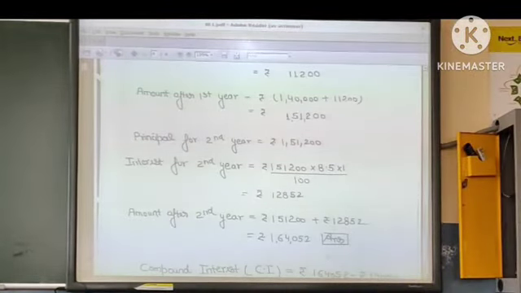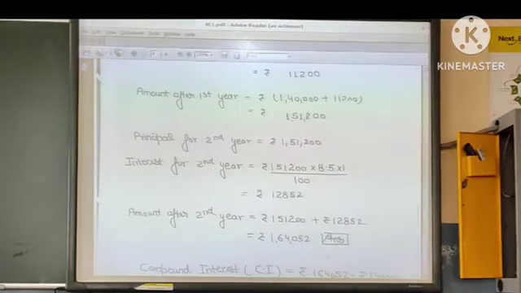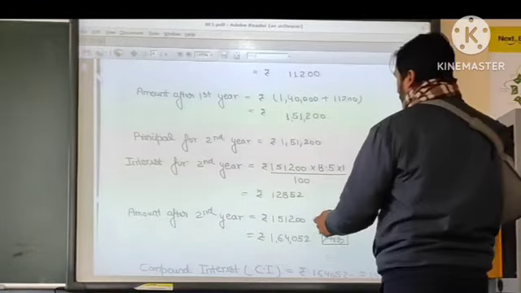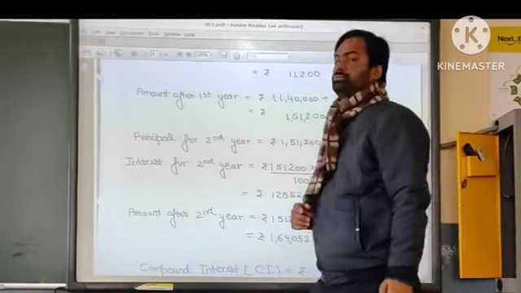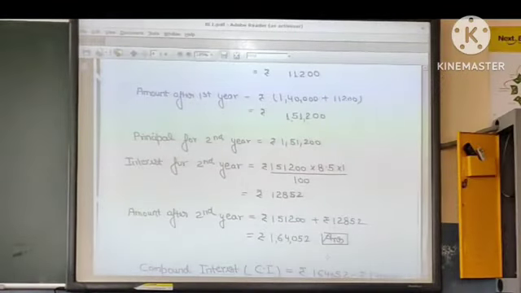Okay. Now when you get the amount of the second year, the amount that you have is the final sum of money that should be paid. Okay. So 1,64,052. Let us see, the same answer is written. So question number 8, 1,64,052.